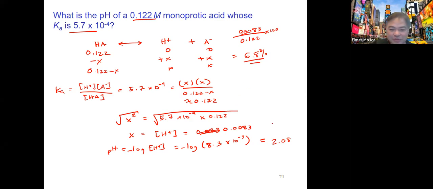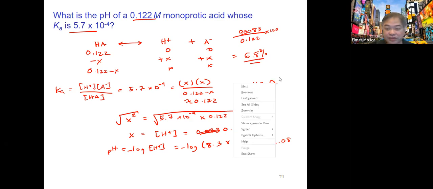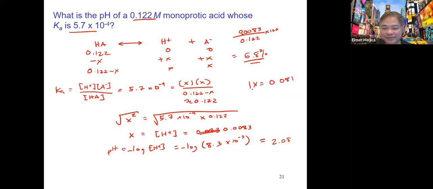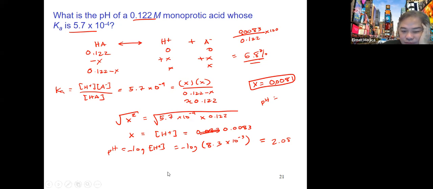Now, if we use the quadratic formula, the X you get from the quadratic formula is 0.0081. So what is the pH? The negative log of 0.0081. What is the pH? It is 2.09. So the difference is small because the value is only slightly beyond the 5% mark.